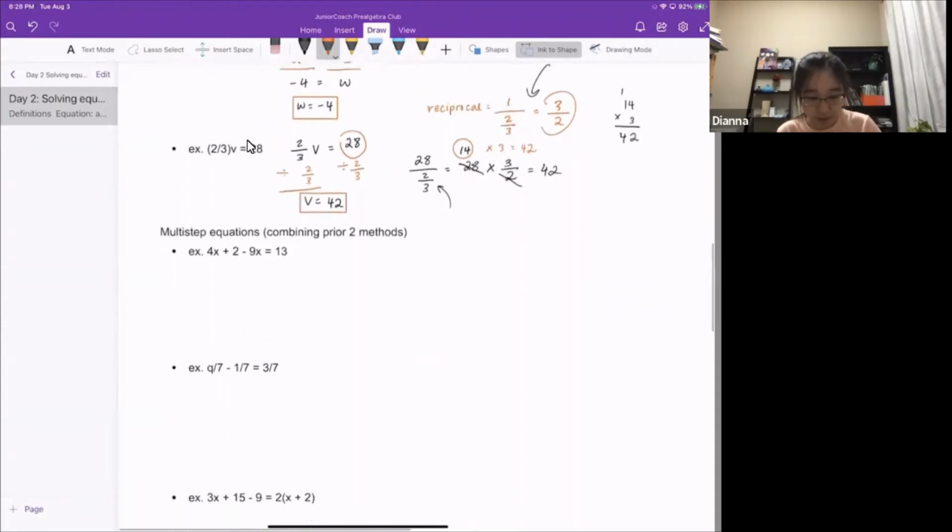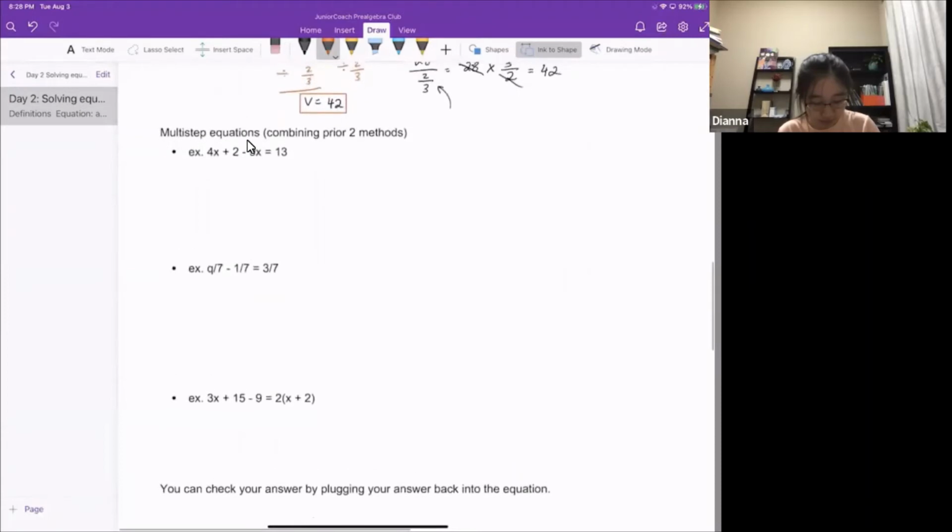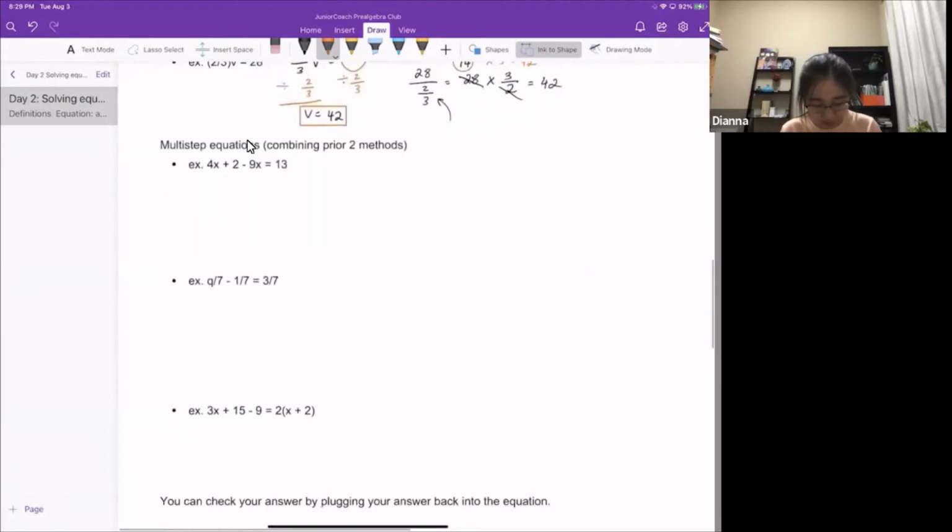So then some more problems. So there's 3 here that are kind of going to be a combination of all the stuff that we did: addition, subtraction, multiplication, and division. So let's do the first one. So 4x plus 2 minus 9x equals 13.